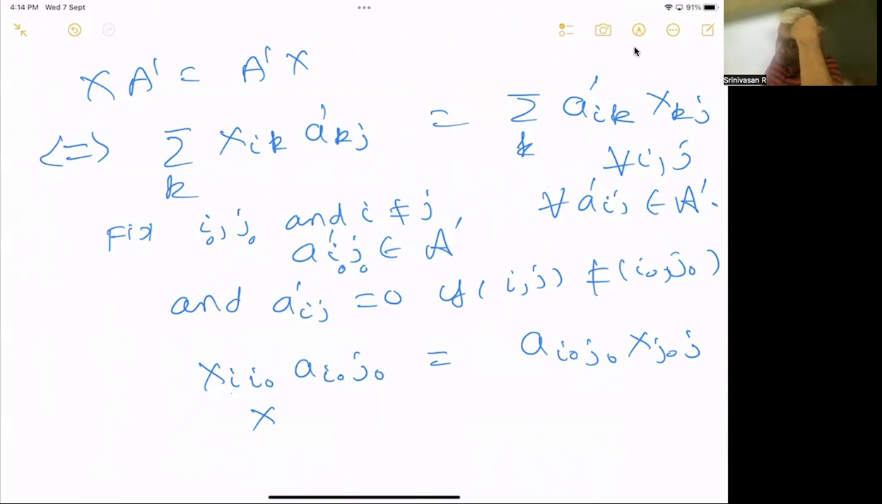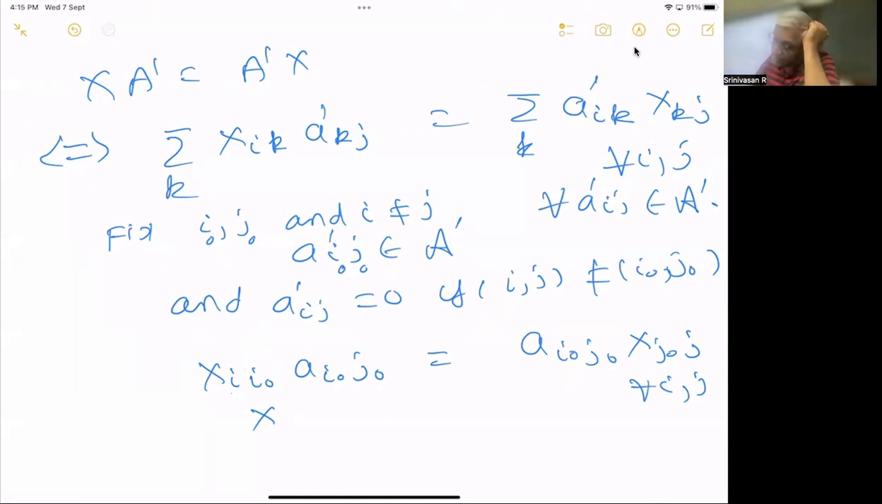What about x_{i0 i0}? x_{i0 i0} times this is equal to a x_{i0 j0}. This is true for all i, j, right? It's true for all i, j. I want to say that x_{ij} is equal to 0 when i is not equal to j.